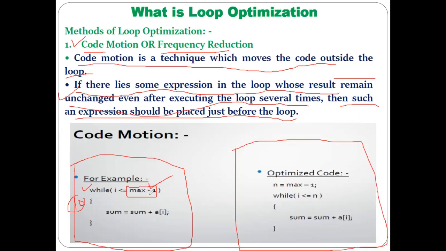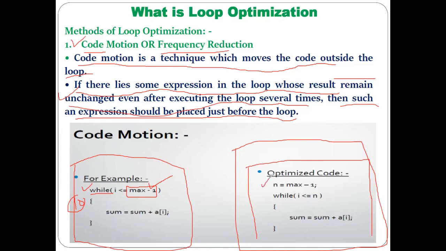But if this operation is evaluated 10 times or just one time, its result is going to be the same. Understood? The result of max minus 1 is going to be the same. So then why should we write it in the while loop? We should write it outside the while loop. So how can it be done? It can be done like this.